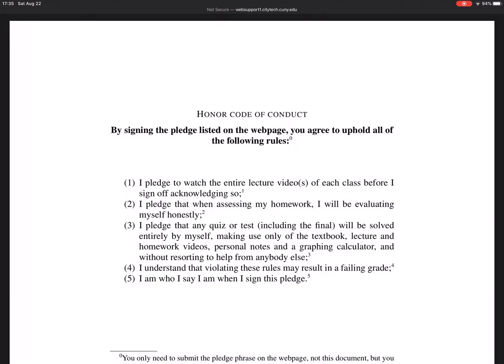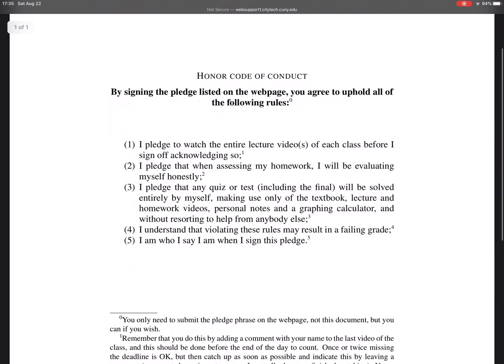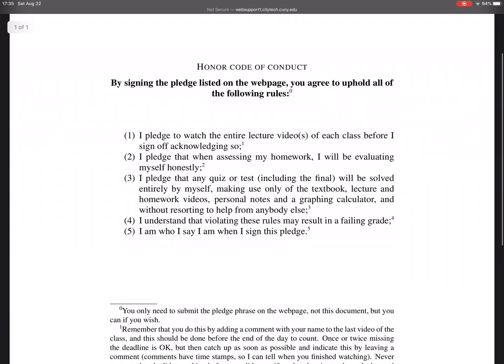By signing the pledge listed on the web page, that's the one single sentence, you don't have to make a copy of this thing, only that sentence, you agree to uphold all of the following rules. As I said, I'm not going to read the footnotes. The footnotes give a little bit more information. First of all, I pledge to watch the entire lecture video of each class before I sign off, acknowledging so. It might not be clear what I'm exactly referring to, but when we get to lecture videos, I will say a little bit more about what this signing off means.